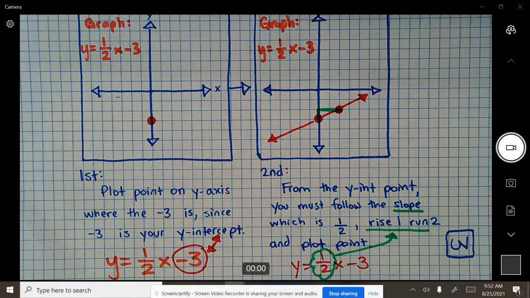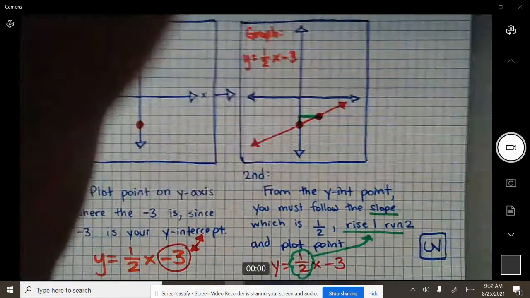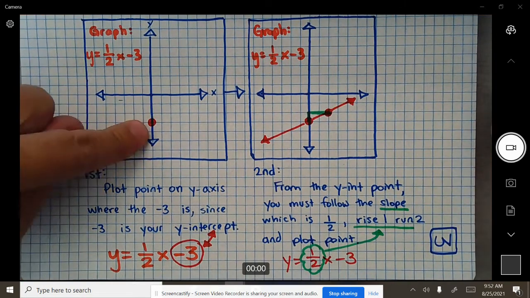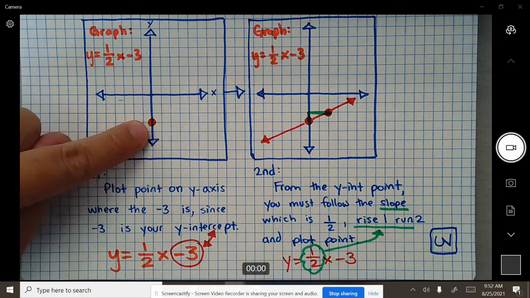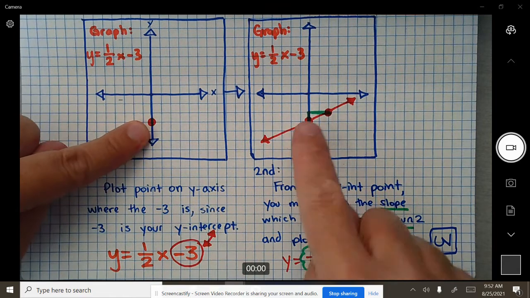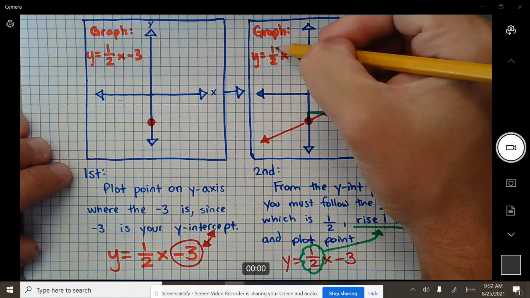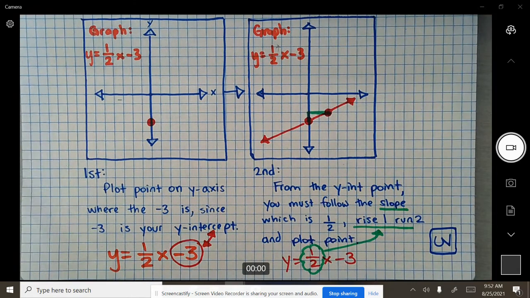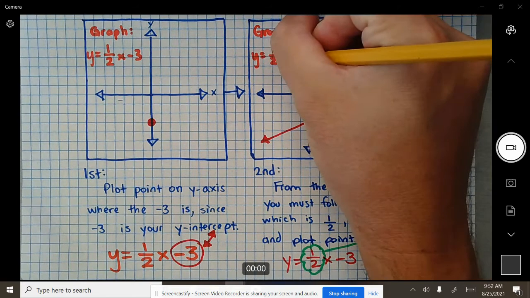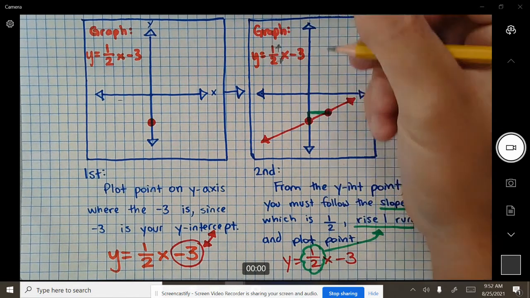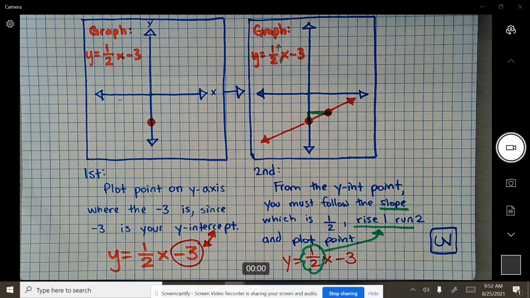Okay, so let's go over this again. What did we do first? We first plotted our y-intercept. We put a point there at -3. And then from -3, we went up 1, we went rise 1, and run 2. Okay. All right. Hopefully these notes were helpful.